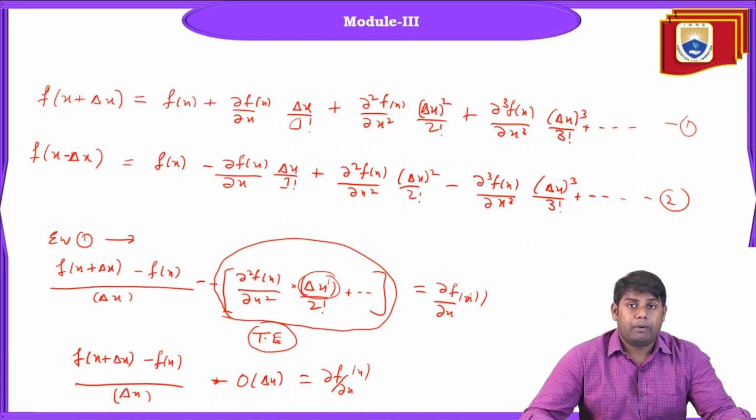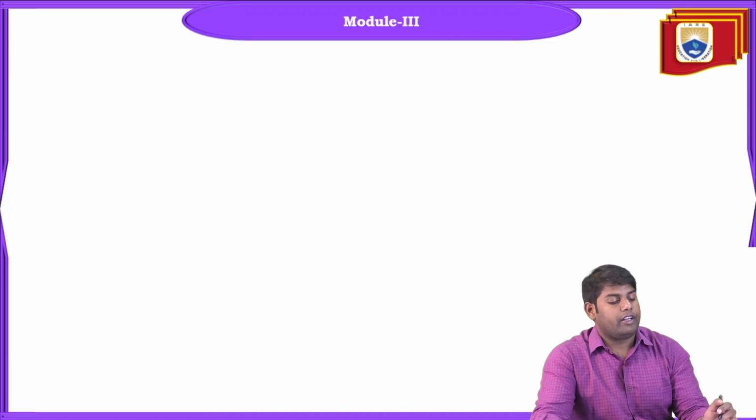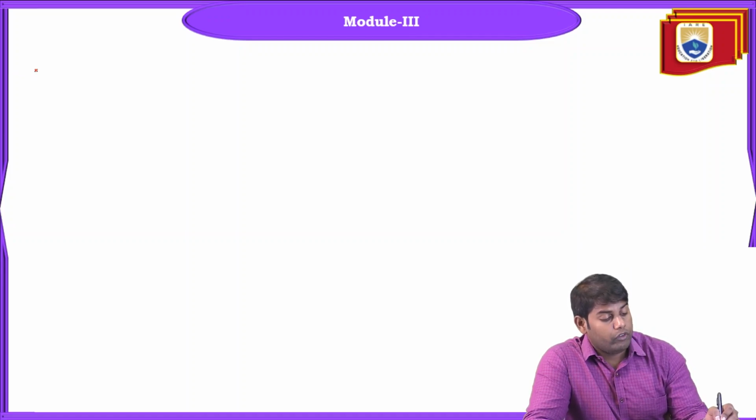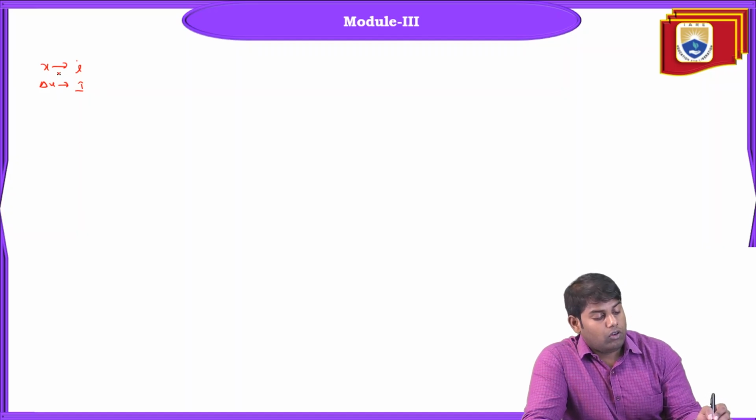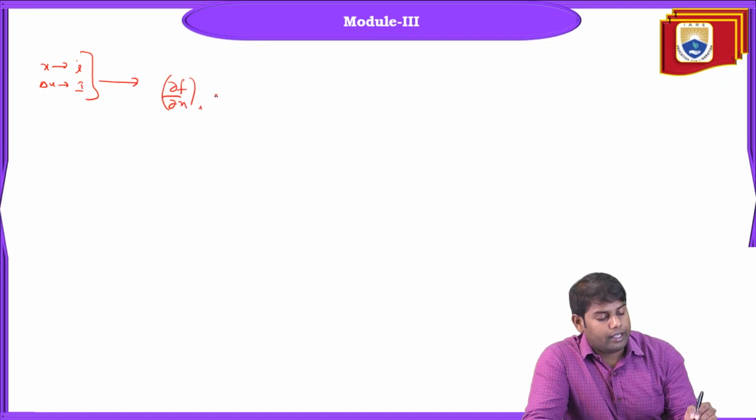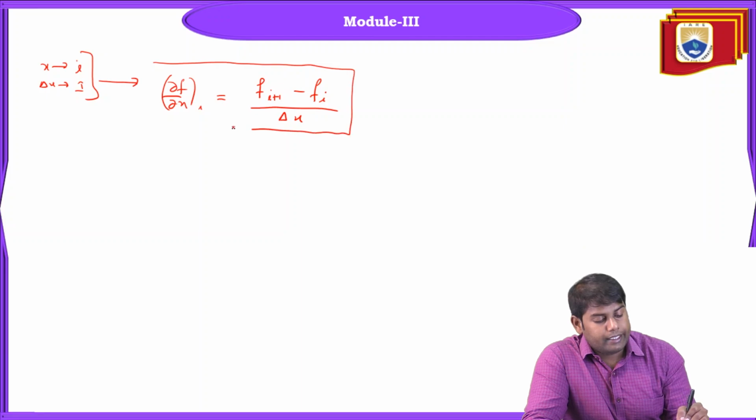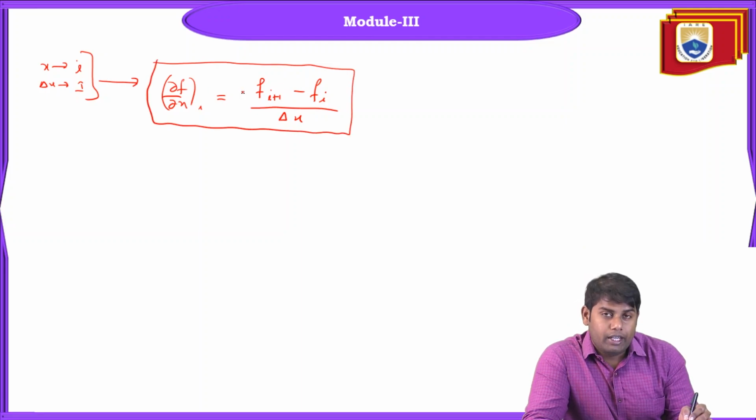Now let us replace this in terms of index notation. We take x equal to i and delta x as 1. In this scenario, the above equation can be modified as dou f by dou x at i is equal to f of i plus 1 minus f of i divided by delta x. Since it is only 1D, we have just i in the function.